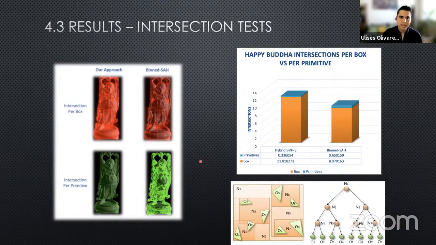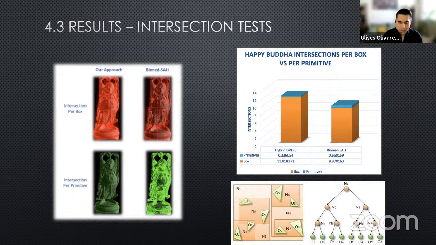The thing that we want to see here is to have a lot of intersections per box, but fewer intersections per primitive. What we see here is that our method followed that pattern. In the case of the BIMP SAH method, we have fewer intersections per box and a lot of intersections per primitive. The red color denotes how many intersections per box that method performs, and the green color how many intersections per primitive. We can see the same data in this graph, but it's better to see it in that image.